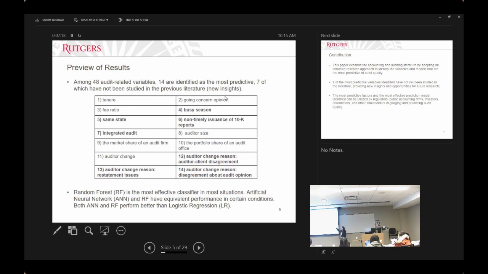And auditor size, that's very intuitive. And the market share, portfolio share, auditor change, whether there is a change of the auditor. And then these are the specific reasons for the auditor changes. So you notice that some of the, yes.